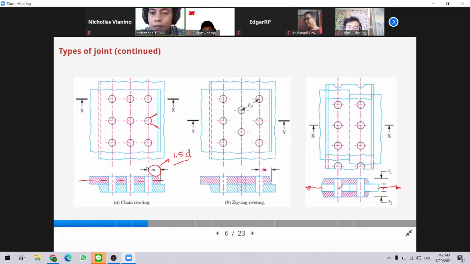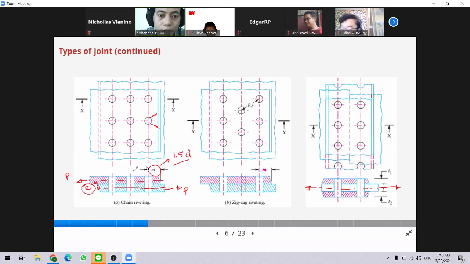For the lap joint there is a disadvantage. Because the center of the plate does not coincide, the load will create a moment because it has an eccentric distance, a distance between the first and second load. And because of this eccentricity, it will create a bending moment.